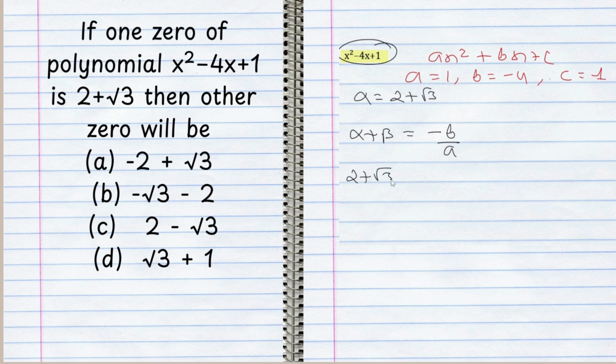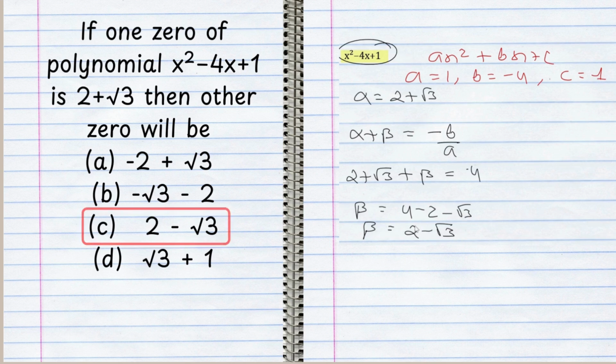Now replacing alpha with its value, 2 plus under root 3 plus beta, which we have to determine, is equal to negative of negative 4, right? So minus of minus 4 is positive 4, divided by 1. Any number divided by 1 is the number itself. Therefore, we can get beta on transposing this number to the other side: minus 2 minus under root 3. So this gives beta as 4 minus 2, which is 2 minus under root 3. So we'll say that the other zero is 2 minus under root 3.